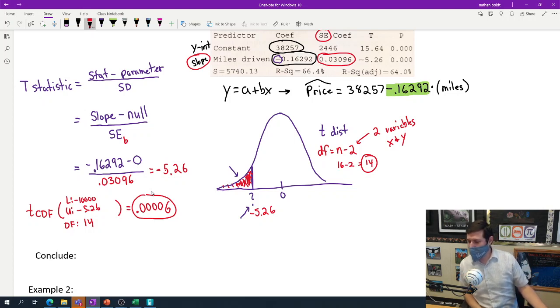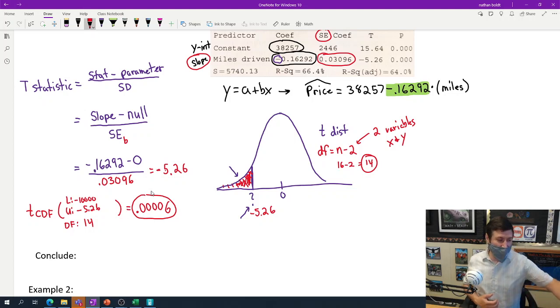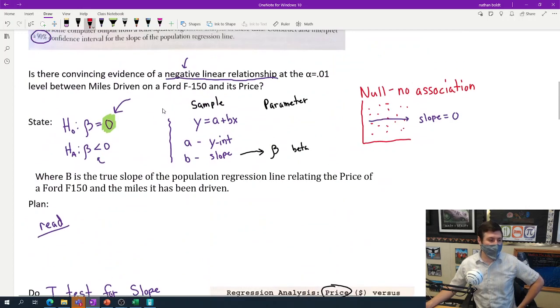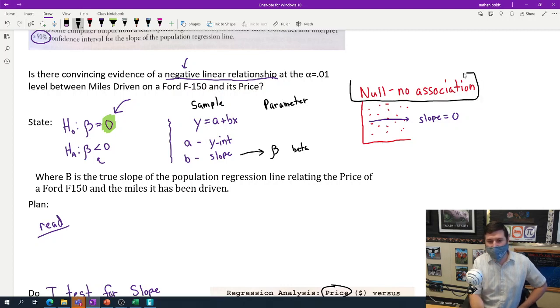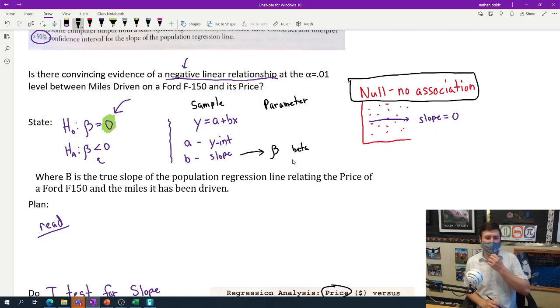All right, good questions. Yeah, is the null always going to be 0, and why is the null 0? So the null, no, I don't think the null will always be 0. I have seen some questions where the null isn't 0. It can happen. I think oftentimes it is 0 because oftentimes the null is that there is no association, okay? If the null is that there is no association, then the slope is 0, okay?